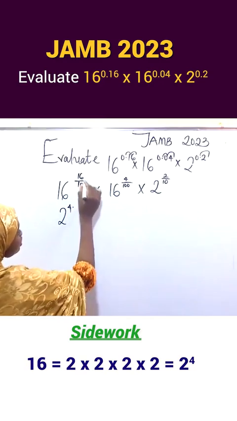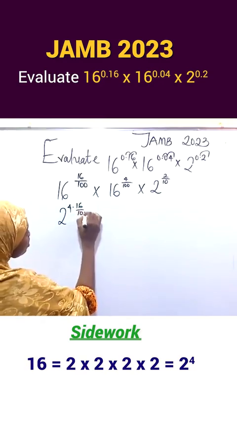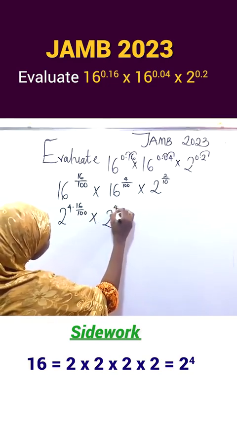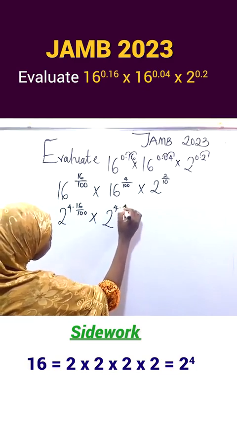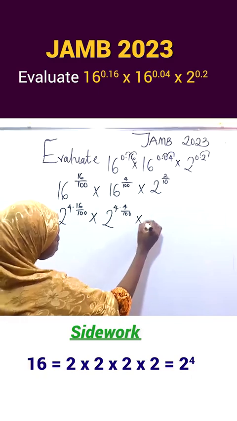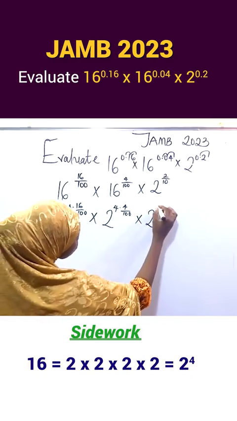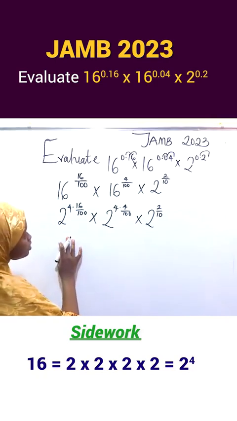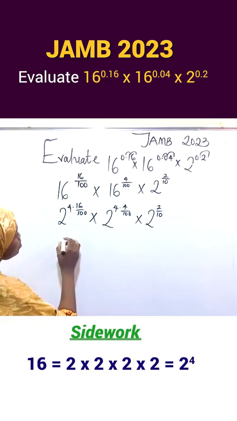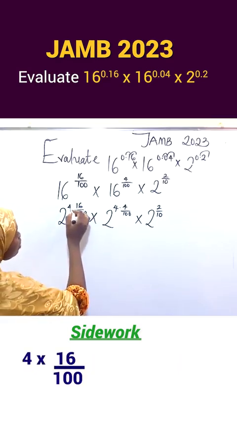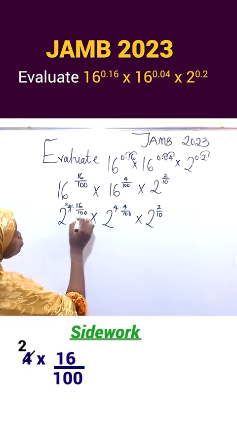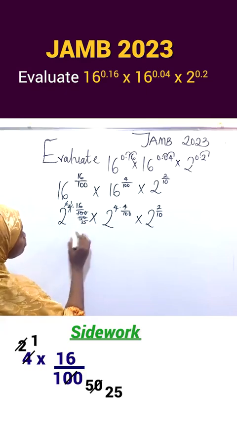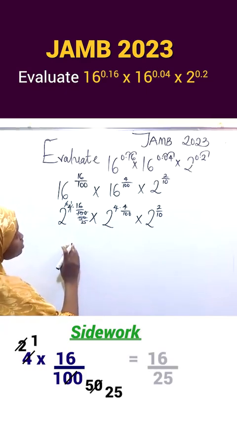Then multiplied by the 16 over 100 we have here, times 2 to the power of 4 for this 16, times 4 over 100, times 2 to the power of 2 over 10. So let's break this down to the lowest term. Here we have 2 here is 2, 2 in 100 is 50, 2 here is 1, 2 here is 25. So at the end of the day, we have 16 over 25.